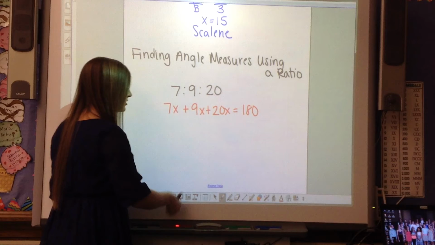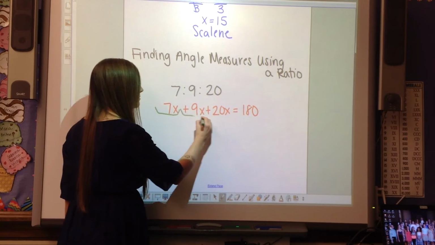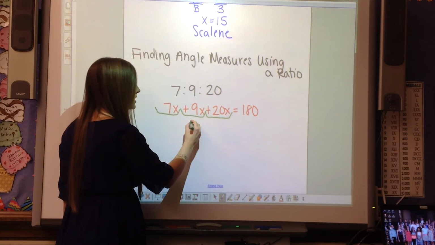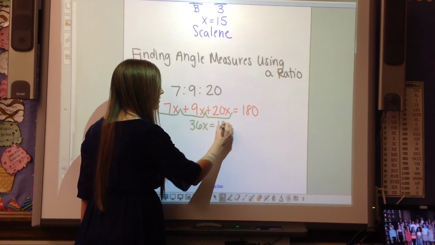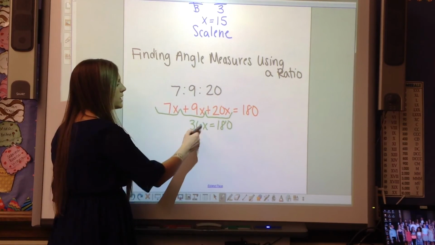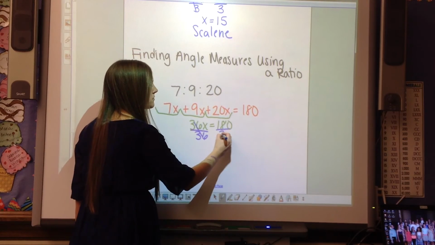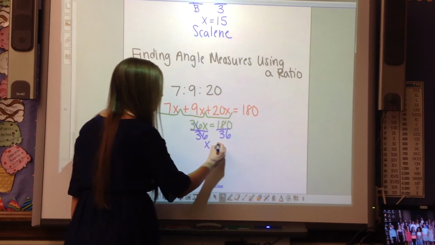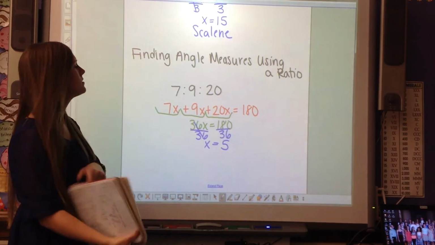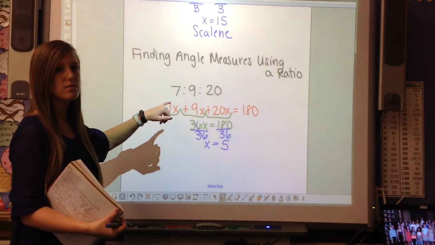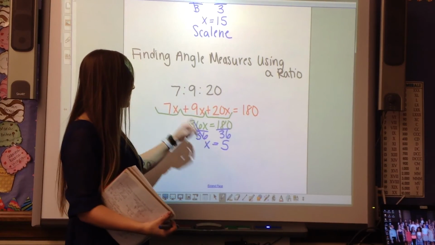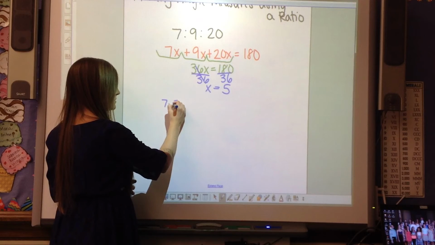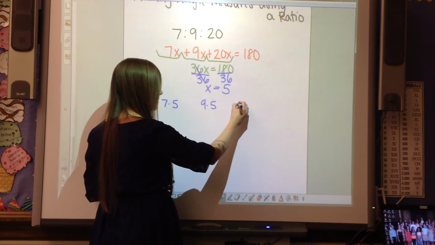So these are all like terms. I'm going to combine them. This says 7 plus 9 is 16, plus 20 is 36. Get x by itself by dividing. So x equals 180 divided by 36 is 5. Okay, now that's only x. It's not the sum of the angles in the triangle. You're going to have to multiply x by every number in the ratio. So 7 times 5, 9 times 5, and 20 times 5.